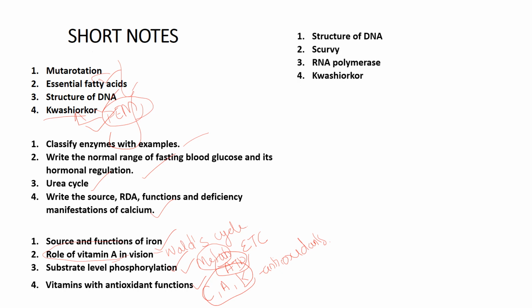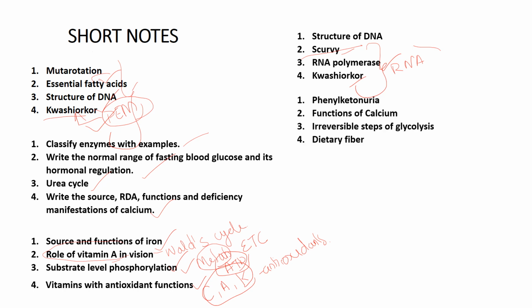And the next set is, again, structure of DNA, scurvy. Scurvy is deficiency of vitamin C. RNA polymerase is involved in the synthesis of RNA. Kwashiorkor is a malnutrition disorder. And then phenylketonuria, which is a disorder of aromatic amino acid metabolism. Function of calcium you have to write directly: the formation of bone and teeth, all this you have to write.